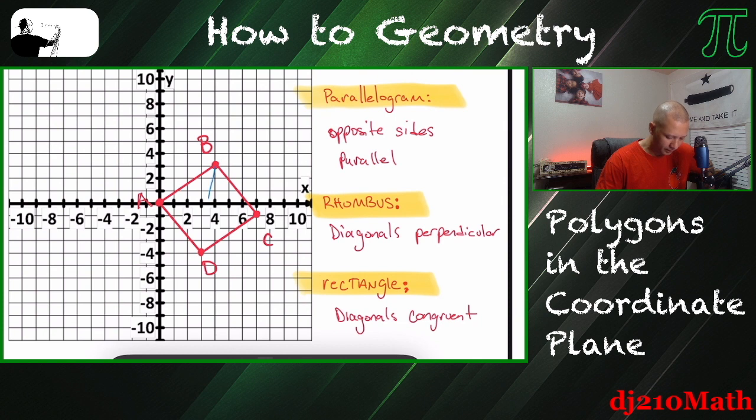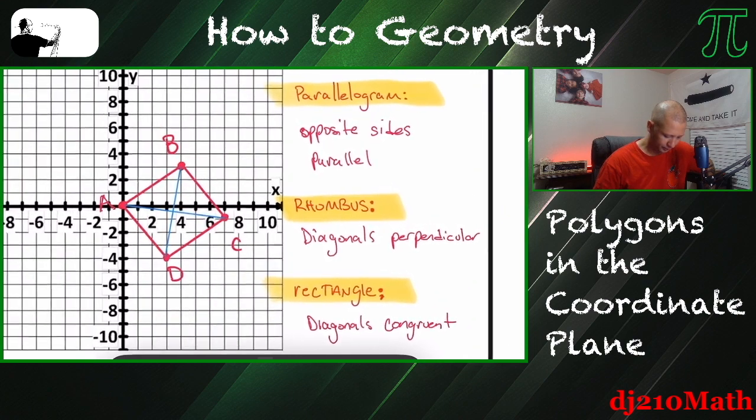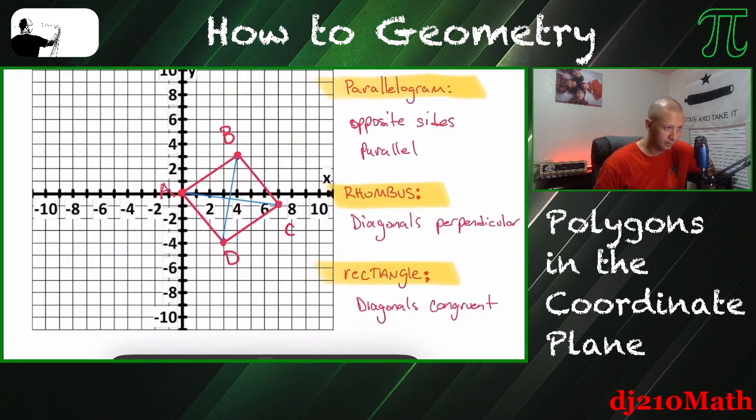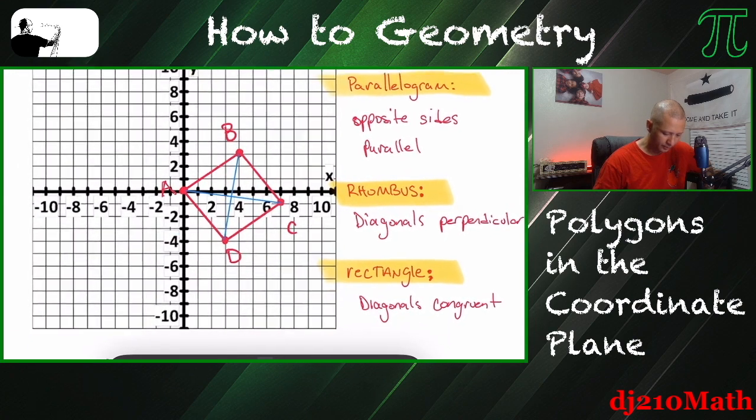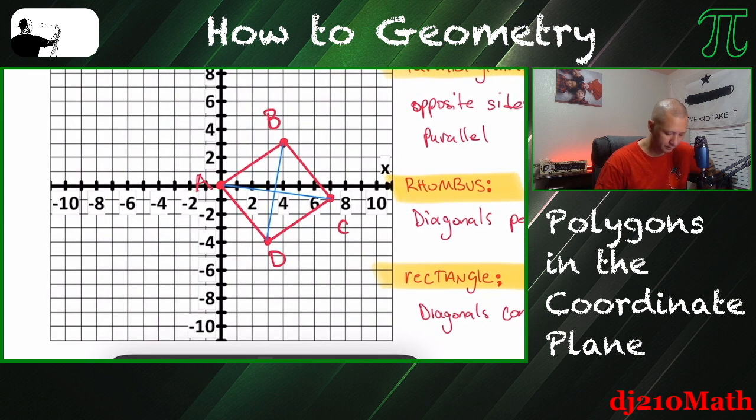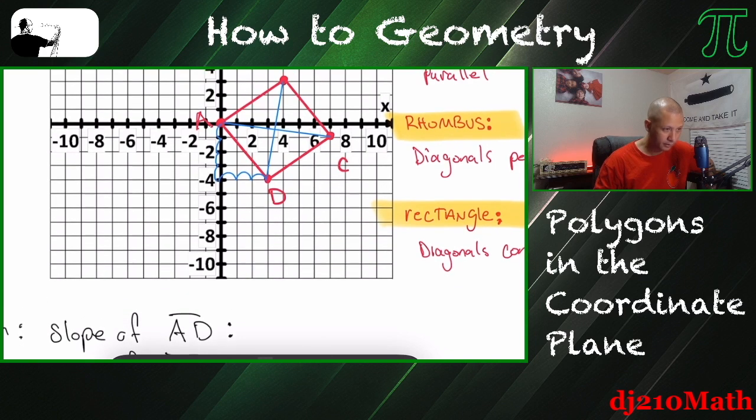So it's going to be analyzing the diagonals, BD and AC. So first, let's look at, are the opposite sides parallel? So AD, we're going to look at the slope of AD. So starting at A, counting down, 1, 2, 3, 4. Down 4, so negative 4, and to the right, 1, 2, 3. So down 4 over 3. So the slope of AD is negative 4 over 3.